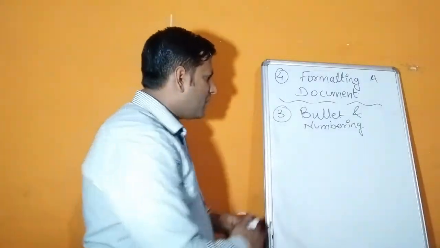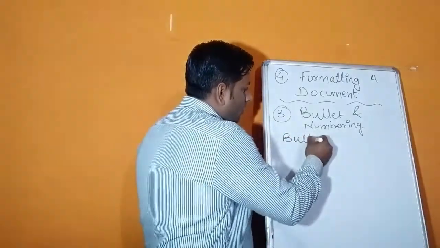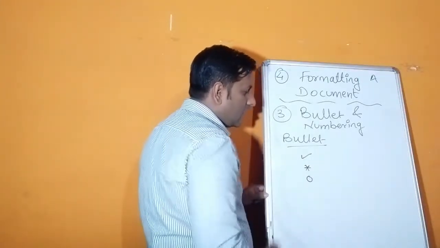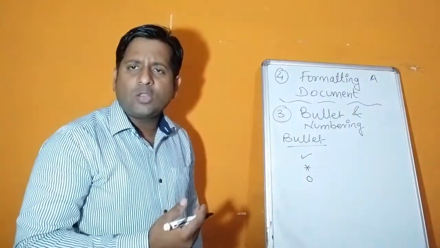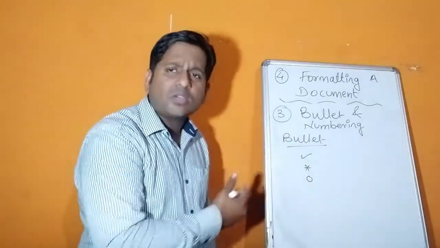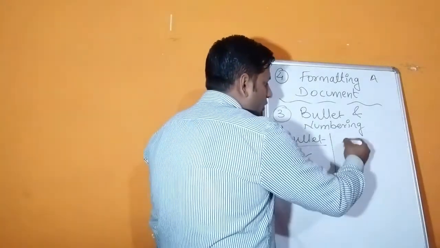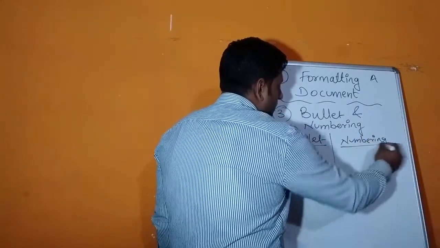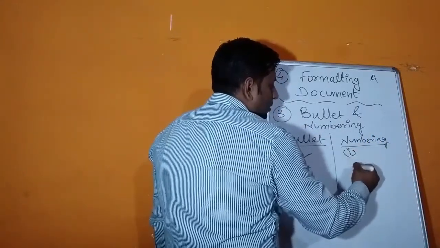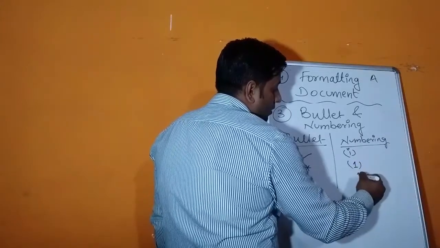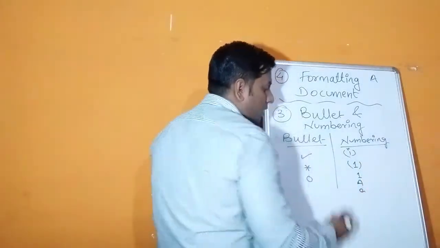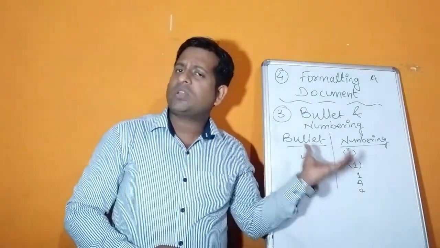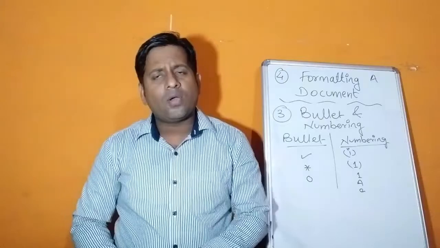So let me give you some examples of bullets. It can be like this, a circle. These are all symbols which are used to highlight the list of items, whereas for numbering you will get like this, A. These are certain sequences of numbers or alphabets which are also used to identify the list of items.